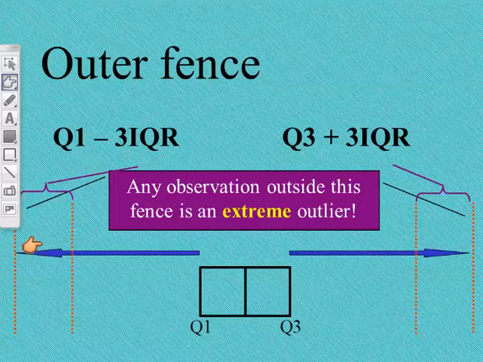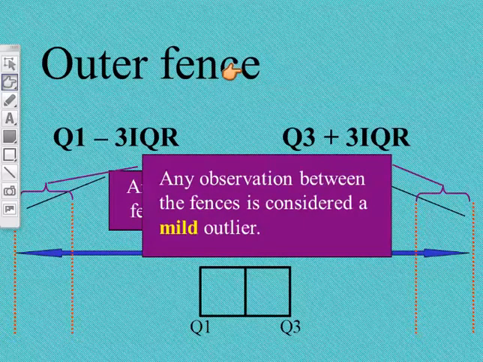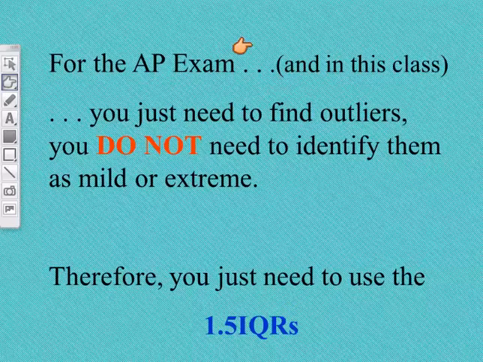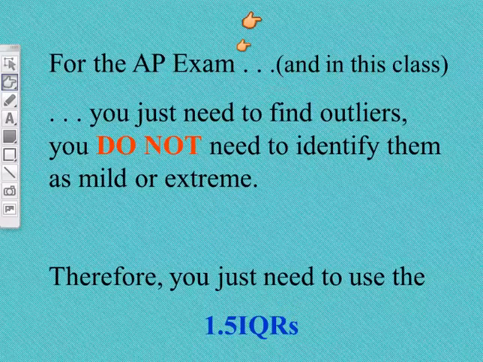This outer fence out here, any observation outside of it is called an extreme outlier. We're not going to consider those right here because those are really outside of where we want to be. Anything that's inside of these fences is called a mild outlier. We're not going to try to make that distinction. In the AP exam and in this class, you just need to find the outliers. You don't need to identify them as either mild or extreme, but that was just a little extra information so that you know, okay?